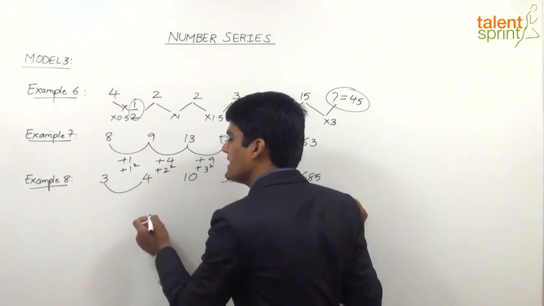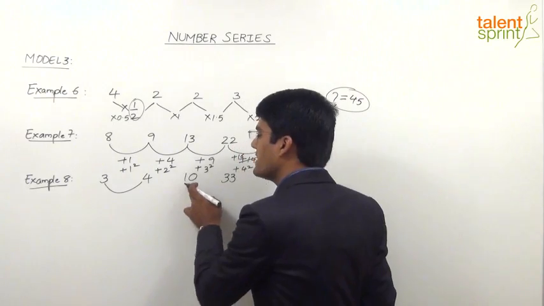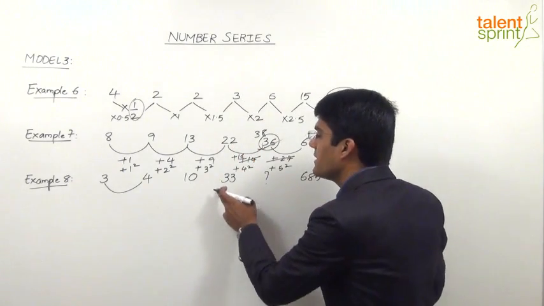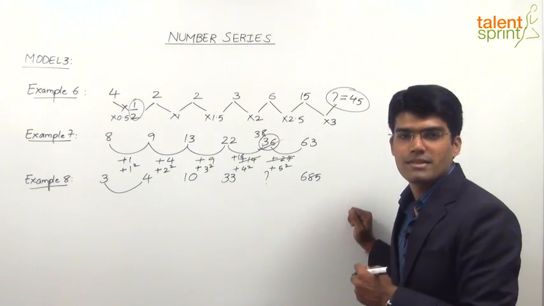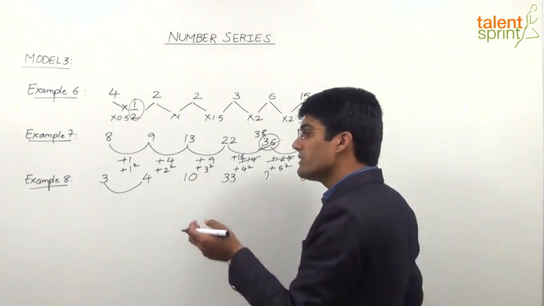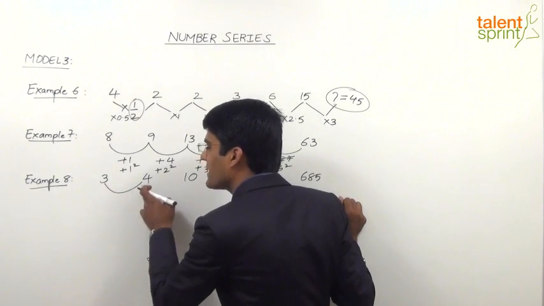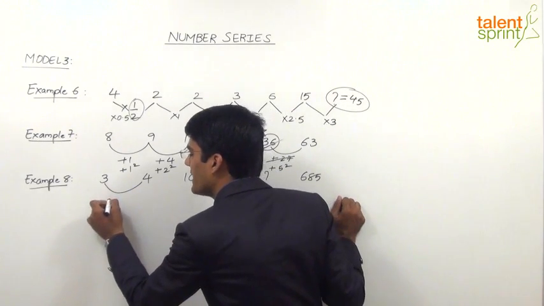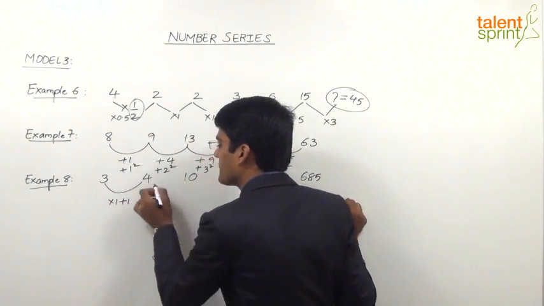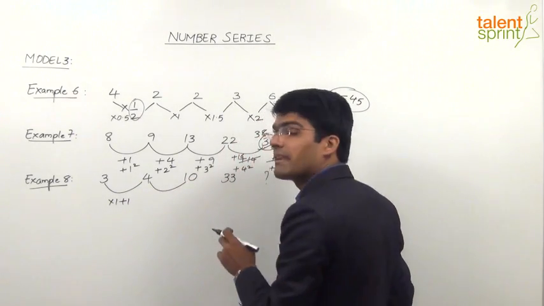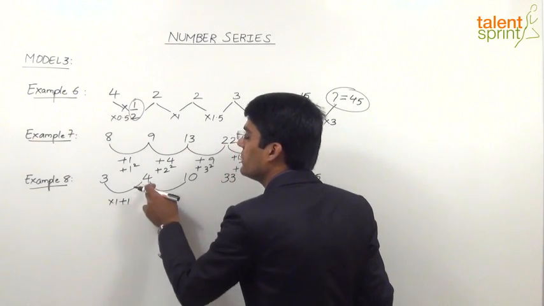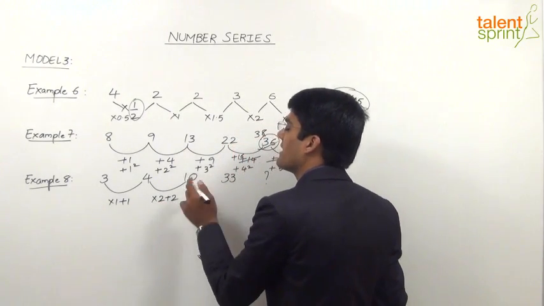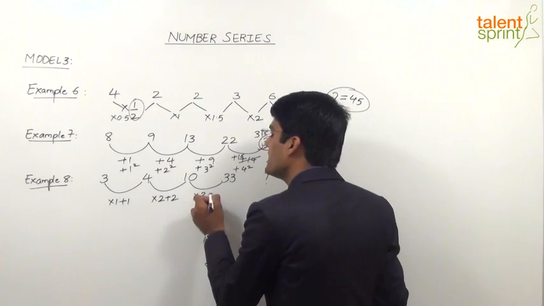3 and 4, we see that the difference is 1. 4 and 10, the difference is 6. 10 and 33, the difference is 23. So the differences here in no way form a probable logic. But then if you try to think divergently, for example 3 plus 1 is 4, but that 1 can be taken as into 1 plus 1. 3 plus 6 is 10, but that can be taken as 4 into 2 plus 2. 4 into 2 is 8 plus 2 is 10. Likewise 10 into 3 plus 3.